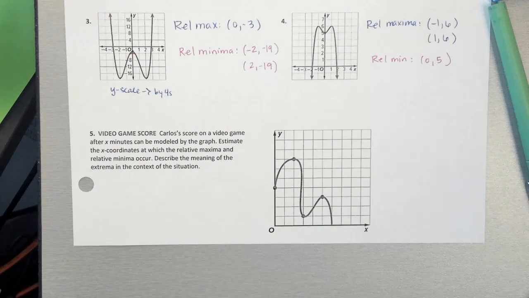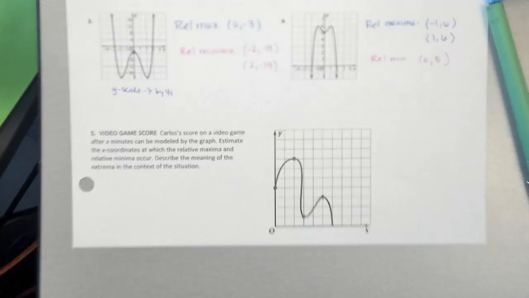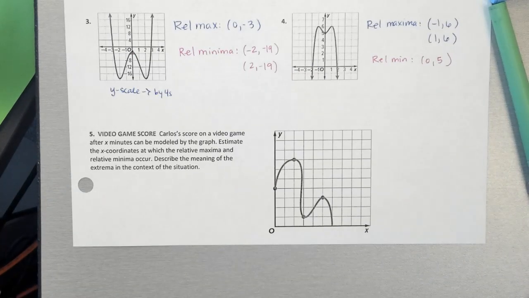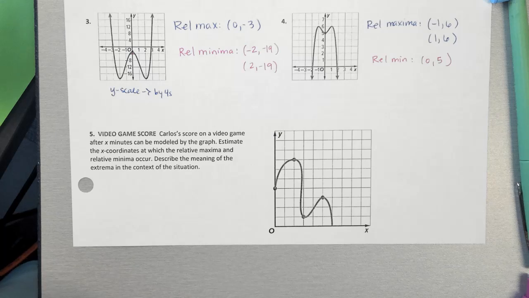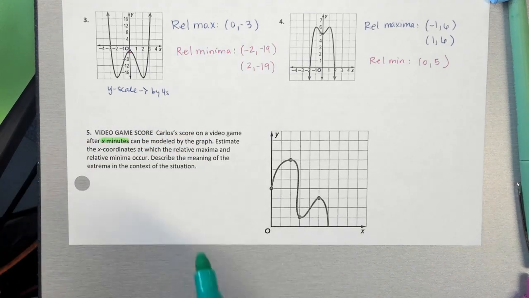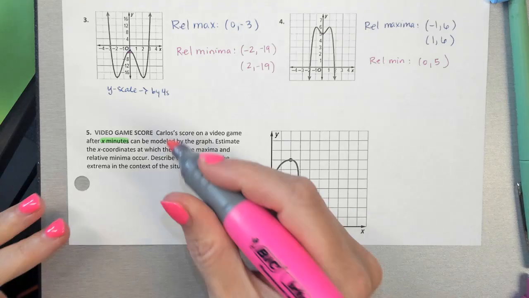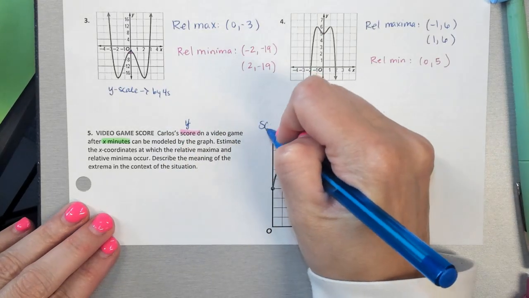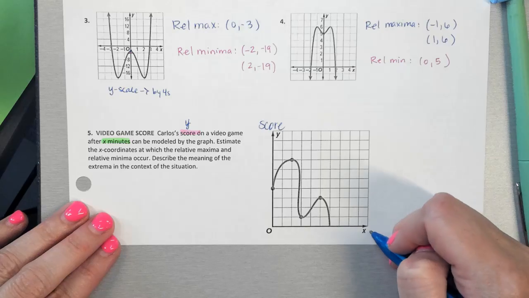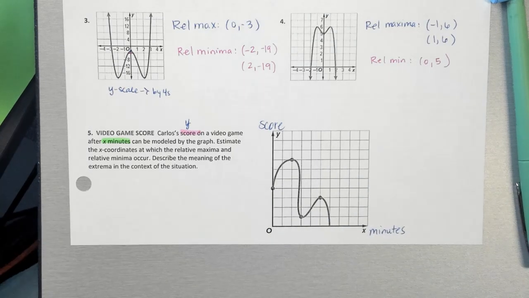All right, now we're gonna deal with a real world application. So there is a video game. Carlos's score on the video game after X minutes is modeled by the graph. Okay, so there's two things that this is going to represent. So it says X minutes. Do you guys know what the Y is? Not minutes. It's the score. Yeah. Okay, so the score is going to be the Y value. Okay, so we're just going to write that on here. So this is the score after X minutes.